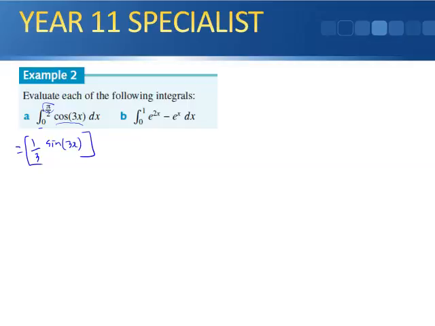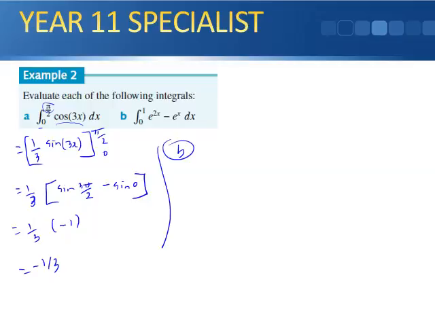Now normally to show this, we put it in brackets like this. You can take out the third because that's just a constant. So there it is there, just multiplying. Now we're going to put the pi on 2 in here, so we get sine of 3 pi on 2 minus sine of 3 times 0, which is 0. So I get the third. Sine of 3 pi on 2 is -1, so this is -1 minus 0. So this just becomes -1/3.